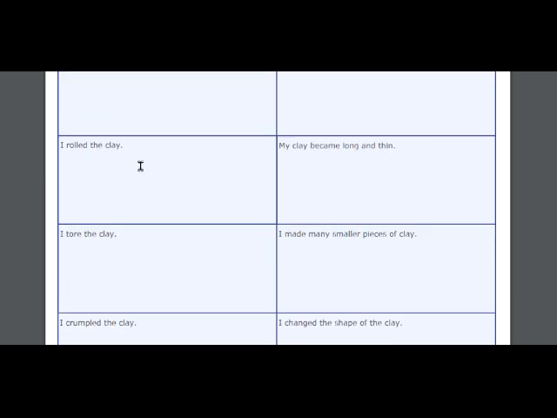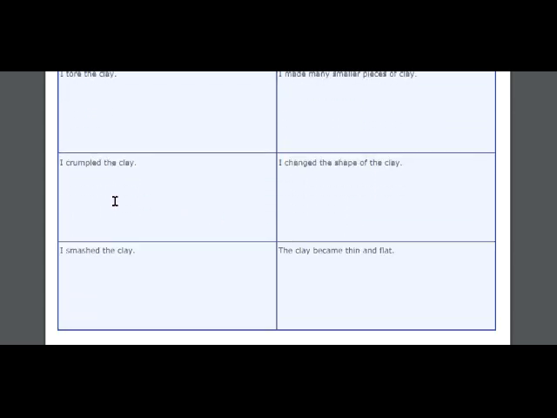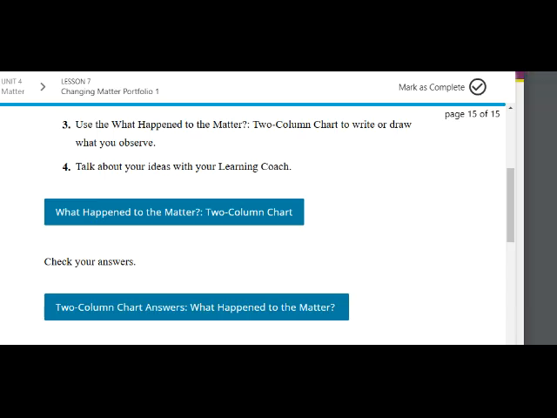All right, next they rolled the clay and the clay became long and thin. I tore the clay. It made many smaller pieces of clay. I crumpled the clay. It changed the shape. And I smashed the clay. The clay became thin and flat. So remember, your answers do not have to be exactly the same as this, and they don't have to be exactly the same as mine either. So this is the end of lesson 7. If you are doing this over the course of 2 or even 3 days, that is absolutely okay. And this is a great stopping point for day 1 if you haven't already decided to stop.